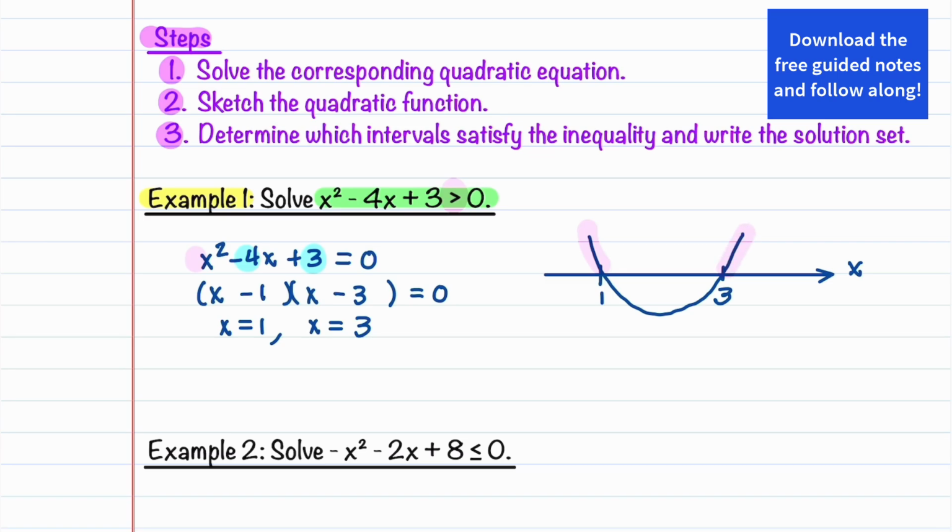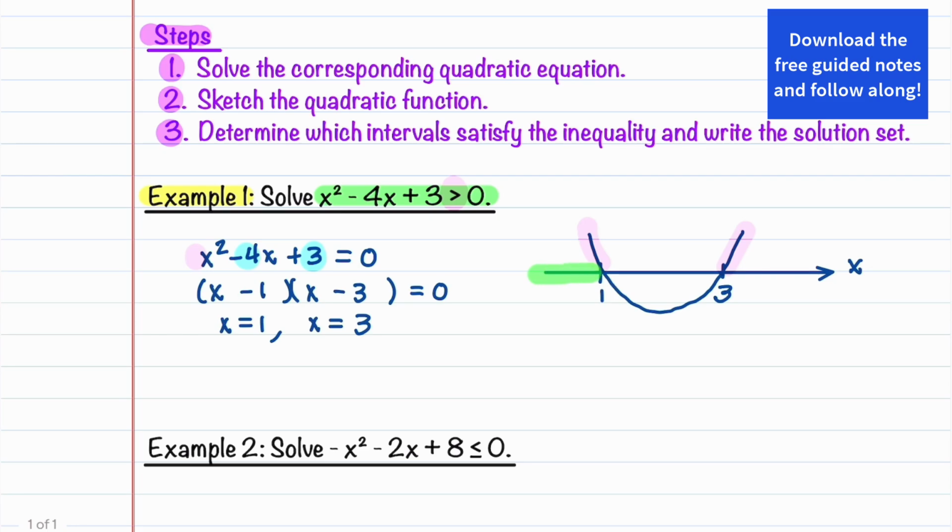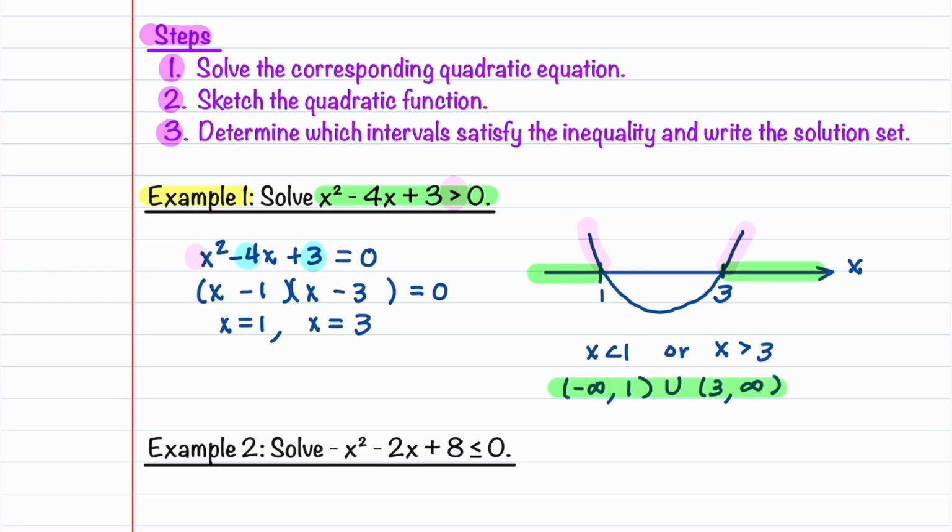These regions correspond to x being less than 1 or x being greater than 3. So let's write down that x is less than 1 or x is greater than 3. And then we can write our solution set in interval notation as minus infinity to 1, union, you always put a union sign whenever you have an or, 3 to infinity. And that's the answer to our quadratic inequality. Let's look at another example.